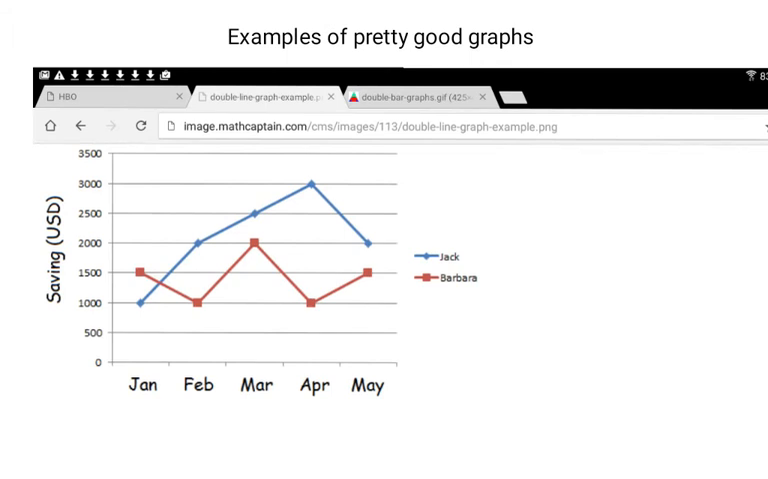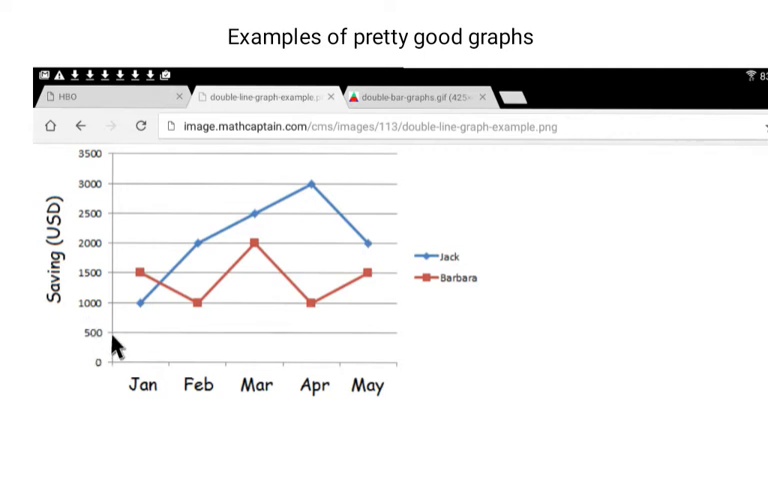So here's a line graph. It shows changes over time. I think the title got clipped off when I took the screenshot, so let's assume it had a title, which would be one of the characteristics of making it a good graph. The blue line represents Jack's savings, so we have the key there, Barbara in red. Savings, USD, stands for US dollars. You don't have to put the dollar symbol here under the 500 or 1,000.